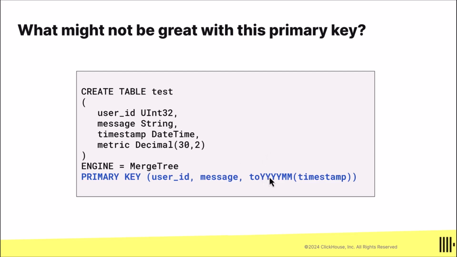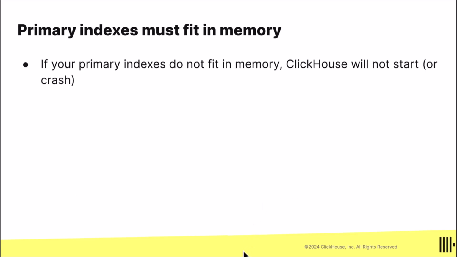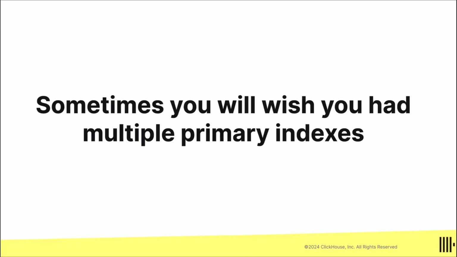And then I added the year, month. This is going to be like 2024, 02 for February of 2024. Well, that's pretty vague. I could have billions and billions of rows within that month. It's not going to help me very much to add that to the primary key. So I've said this already: the primary indexes have to fit in memory. If they don't, you're in trouble. ClickHouse won't even start, or it'll crash.